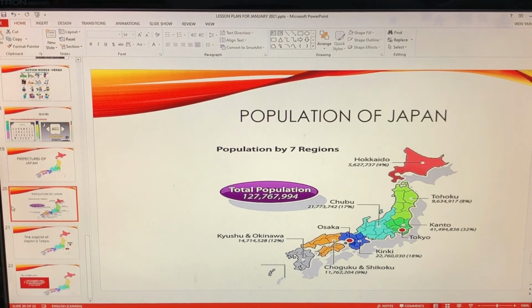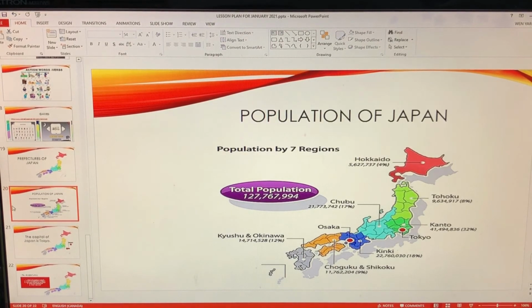127,767,994. I just said 127 million. You can leave out the rest. Just 127 million. Okay, so after explaining the word population, I would write, what is the population of Japan? The population of Japan is 127 million.